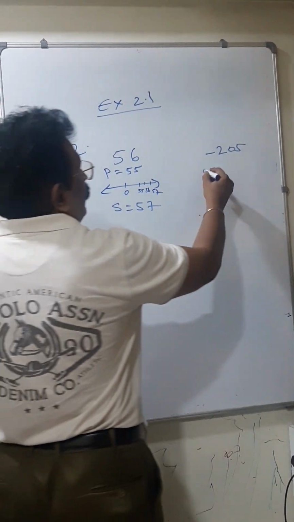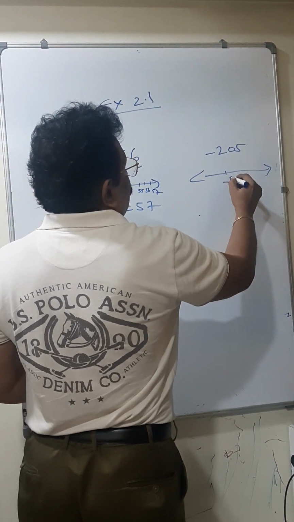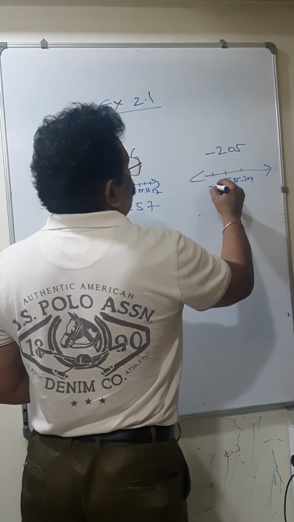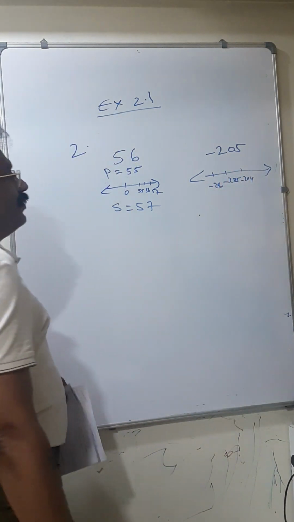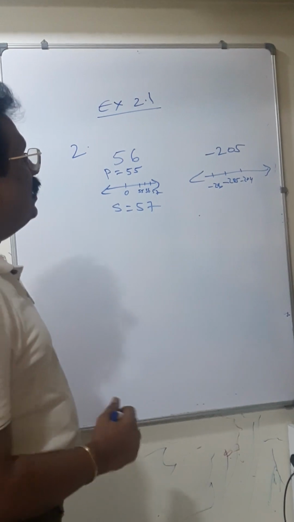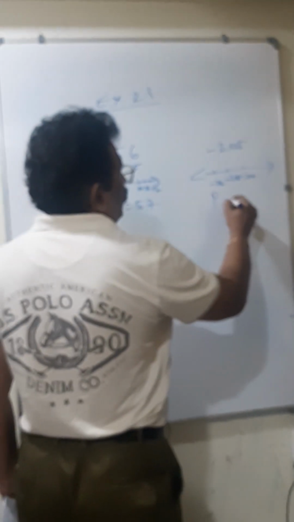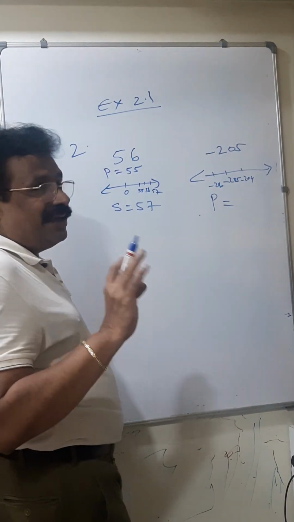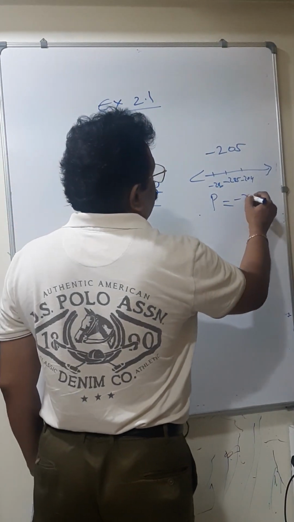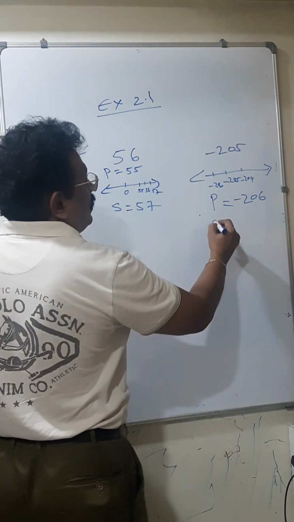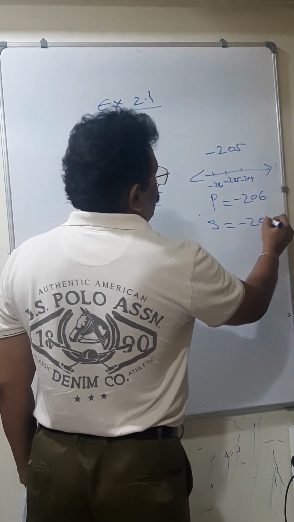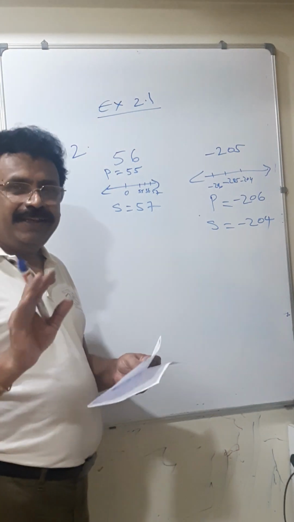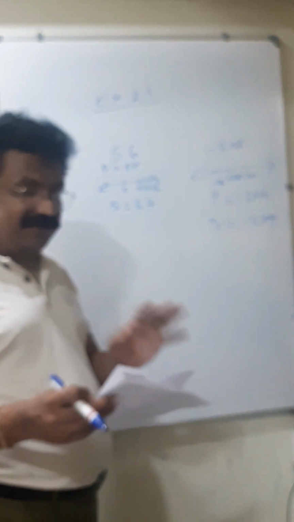In this case, minus 205, minus 204, minus 206. The one which is to the left is predecessor, the smaller one. See, in negatives, a bigger number is actually a smaller number. So predecessor is minus 206, successor is minus 204. Do you get me? Simple, very easy. Okay, till now everything is easy.